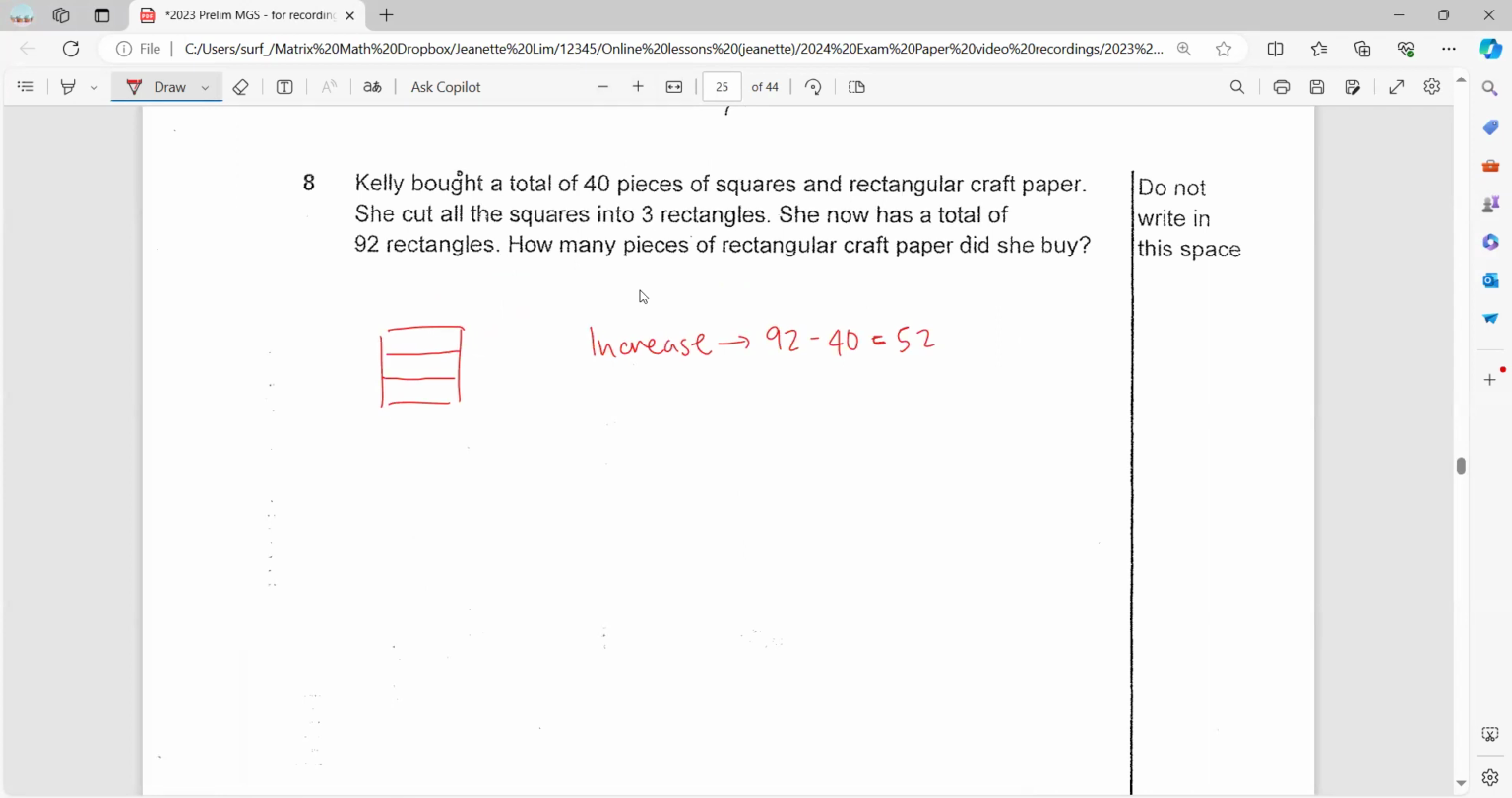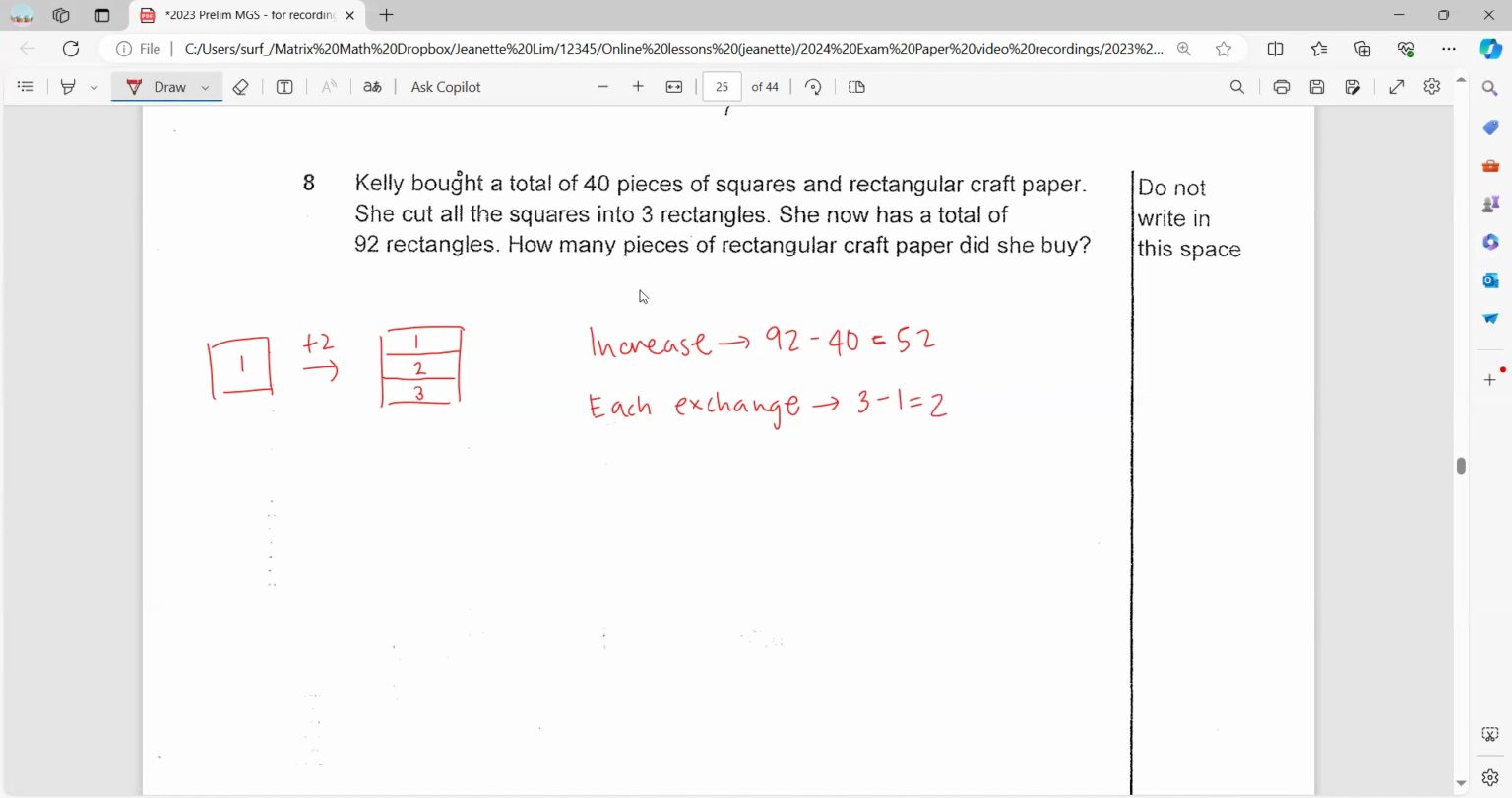This increase is due to the conversion of a square into 3 rectangles. So every exchange, let's call it an exchange, how many extra pieces do you end up with? From one square, one piece, you end up with 3 pieces. So there is an increase of 2 pieces, because 3 minus 1, there's an increase of 2.